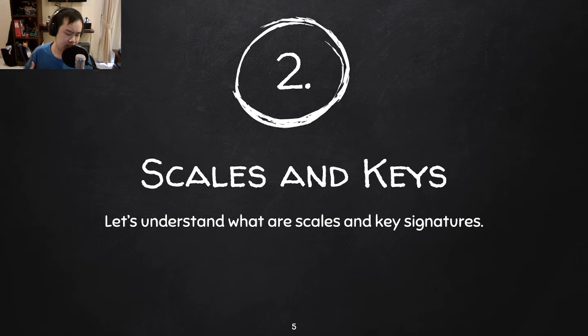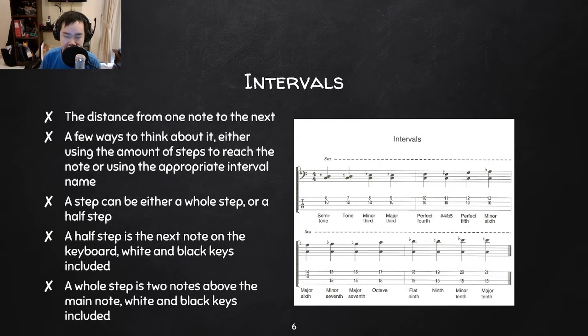Next, those are the absolute basics. So let's talk about the building blocks of harmony and melody: scales and keys. Let's understand what scales and key signatures are, as this will inform you about how you create your melody and how you create your harmony. This is the first thing you want to think about the moment you start working on a new piece. To understand what scales and keys are, we'll have to talk about intervals.